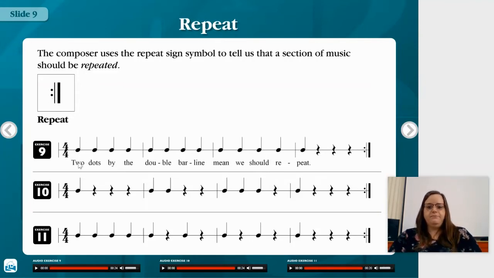So looking at number 9, we're going to repeat it 1 time. If they want us to repeat it more times, they will write in words, repeat this 5 times or whatever, repeat 3 times. And then they'll tell you in the music, okay?